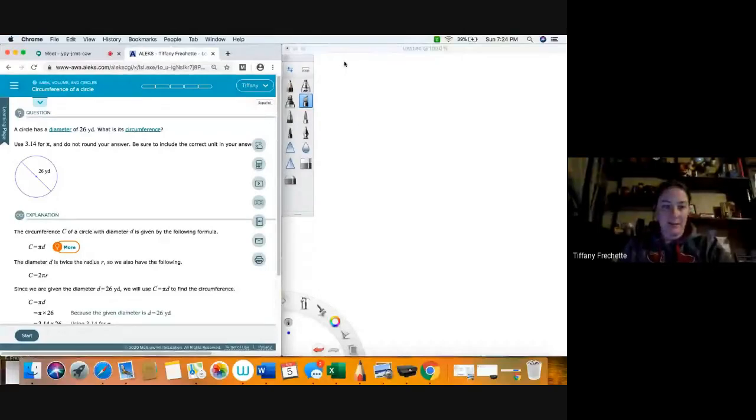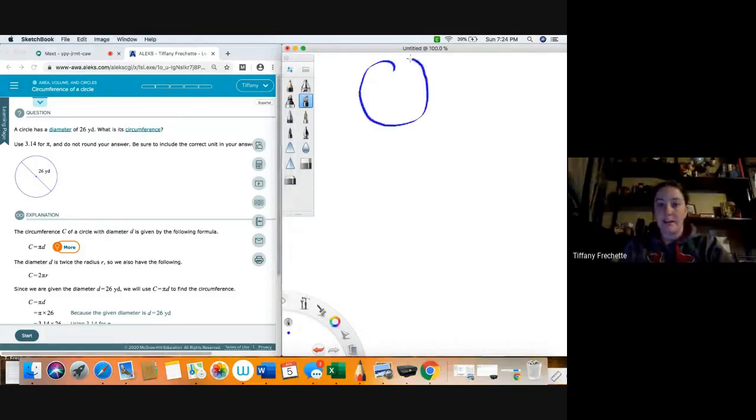Circumference of a circle. A circle has a diameter of 26 yards. What is the circumference? First we need to look at a basic circle here. Circumference is the distance around the outside. I know this is kind of a horrible circle I just drew, but circumference just means the distance around the outside.